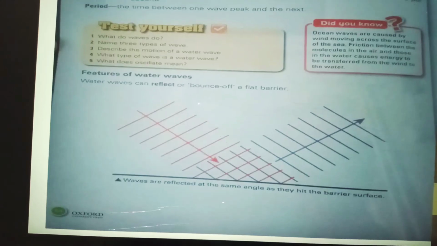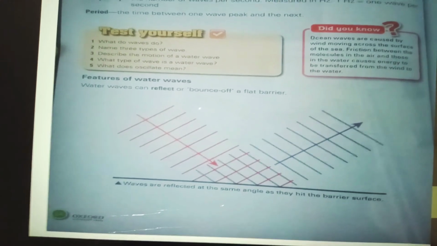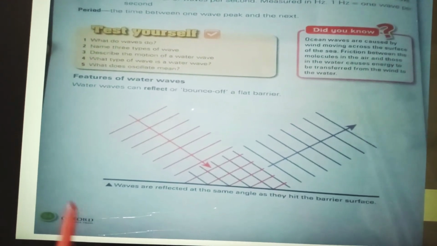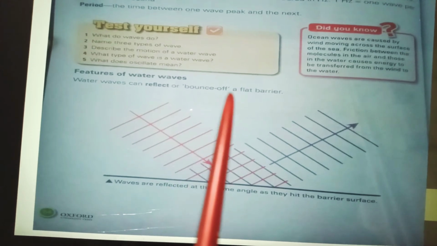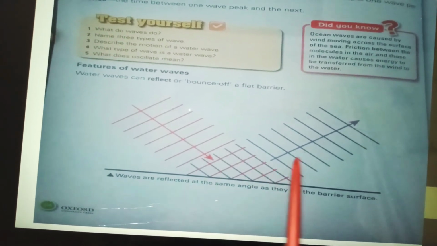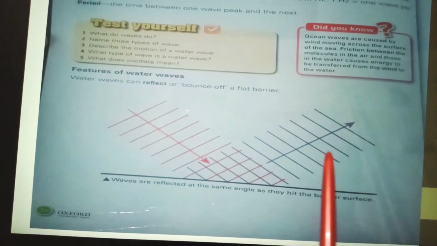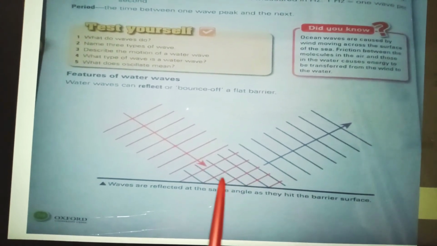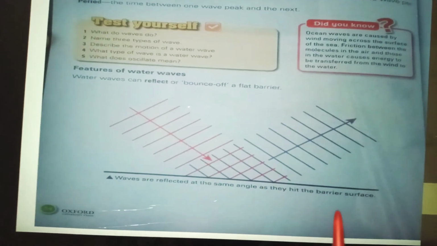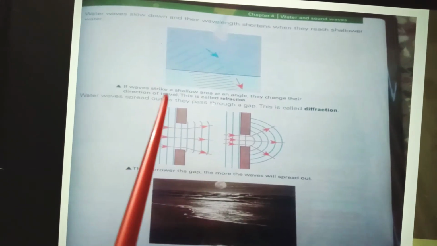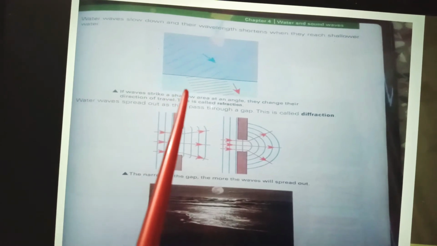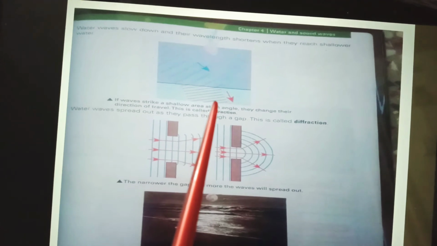Task 2. Features of water waves. Water waves can reflect or bounce off a flat barrier. Waves are reflected at the same angle as they hit the barrier surface. So here waves are coming and here they are reflecting back at the same angle when they are hitting a flat barrier. Did you know that water waves slow down and the wavelength shortens when they reach shallower water?